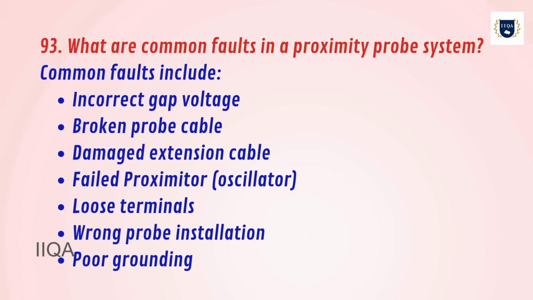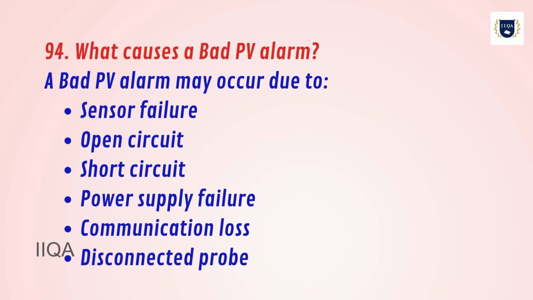93. What are common faults in a proximity probe system? Common faults include incorrect gap voltage, broken probe cable, damaged extension cable, failed proximeter oscillator, loose terminals, wrong probe installation, poor grounding.